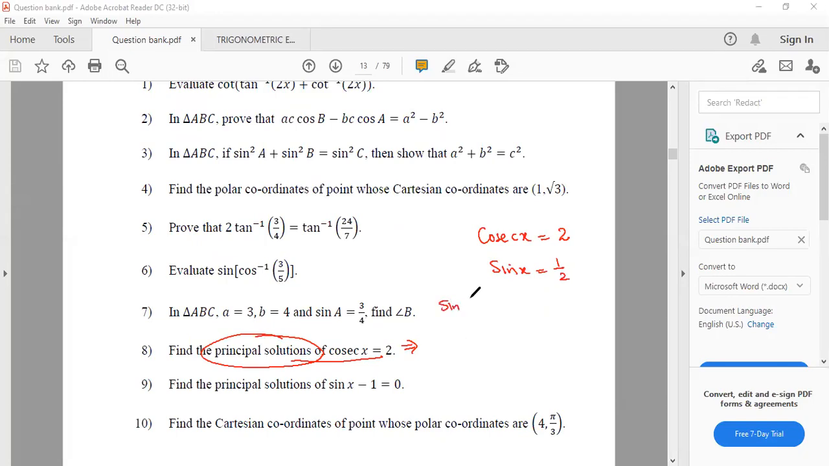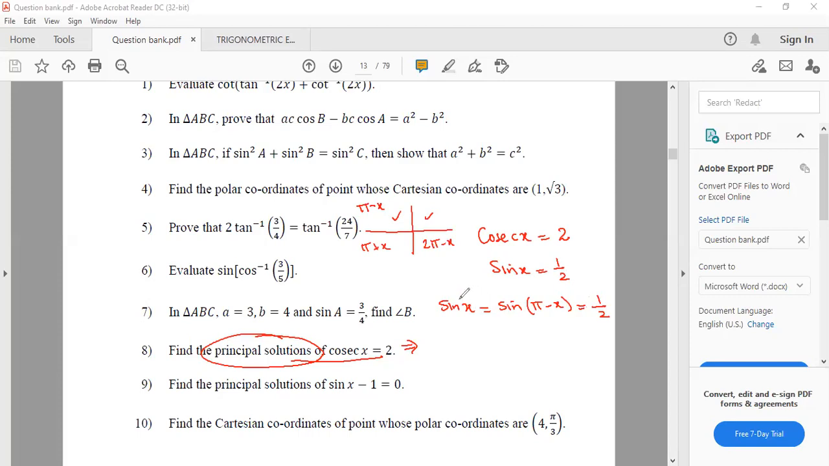Sin is positive in which quadrant? Second and first. So first is sin x only. Second is pi minus x. Second quadrant is written as pi minus x. Third quadrant is written as pi plus x. Fourth quadrant is written as 2 pi minus x. And that should be equal to half.